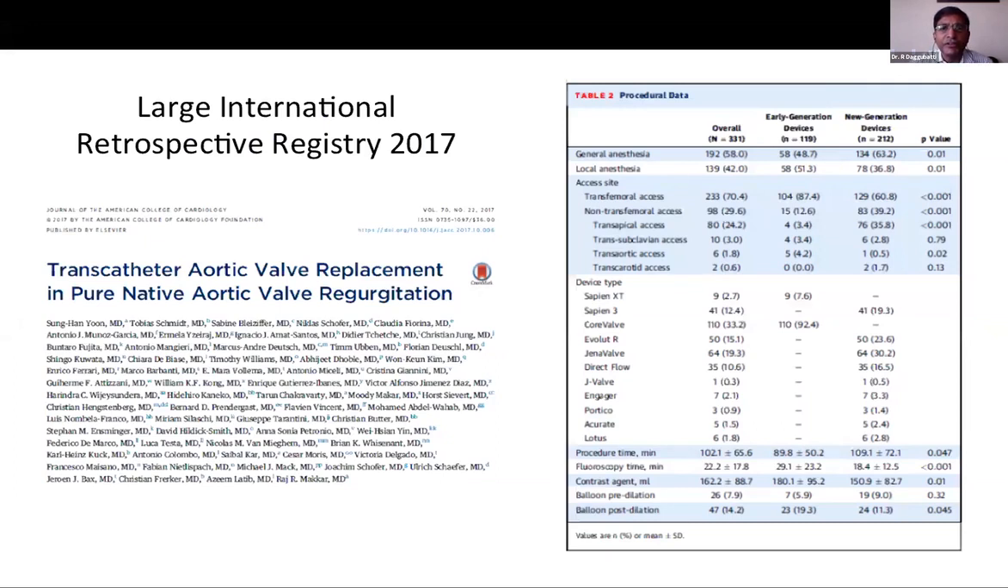This is a registry that I came across from Korea and Cedars, looking at early generation versus new generation. As you can see, CoreValve was used in about 92% of the patients in early generation, as compared to Jena Valve in 30% and Direct Flow in 16% of the patients, and all the other devices are less than that. And obviously learning time and so procedure time is longer with the new generation devices, but this is a nice retrospective registry looking at nearly 300 patients or so.